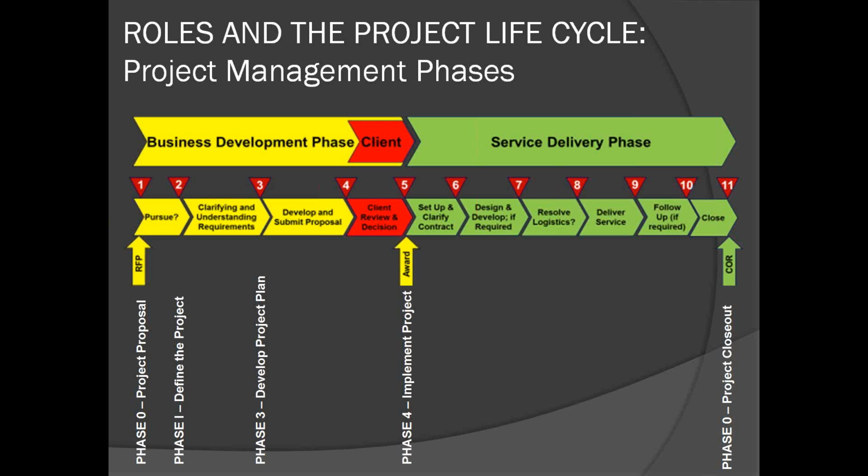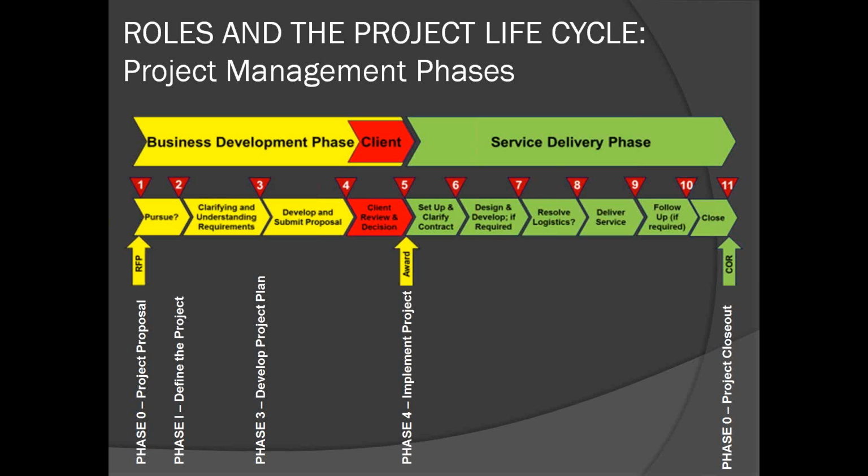Phase 0 is the project proposal. At some point there's an RFP or there's some sort of proposal for something to get done. Once that gets done and the proposal's out there, then we need to define what that project is, what it is that we need to do to accomplish what the proposal is asking for.